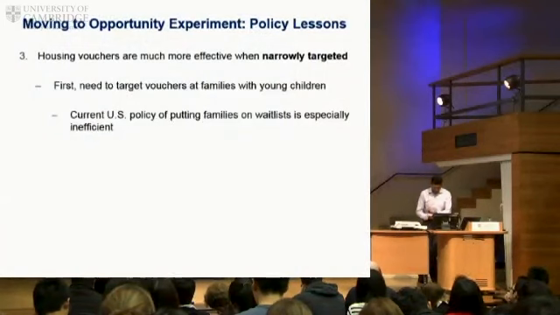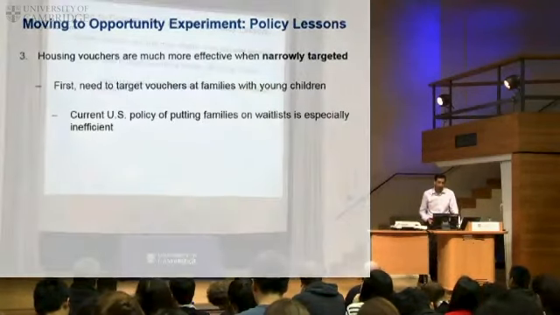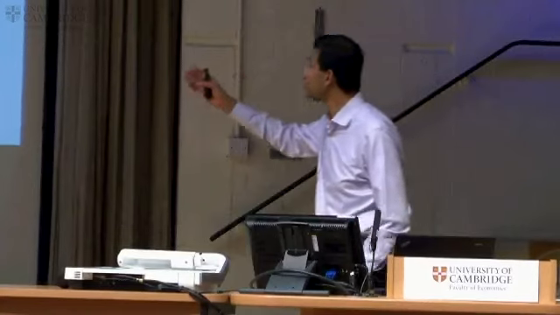Now, the third implication of this is that housing vouchers are much more effective when they are narrowly targeted. So first of all, you can see from the evidence I showed you that you need to target vouchers at families with young children in order to have a positive effect. So in the US at the moment, we have a policy that's particularly inefficient, because families get put on wait lists, often that last for many years, in order to get these housing vouchers.